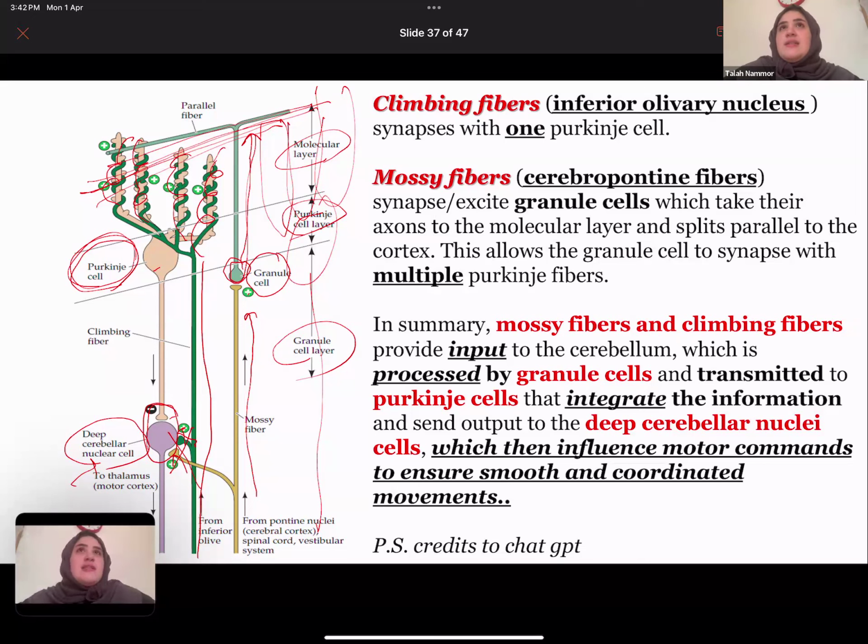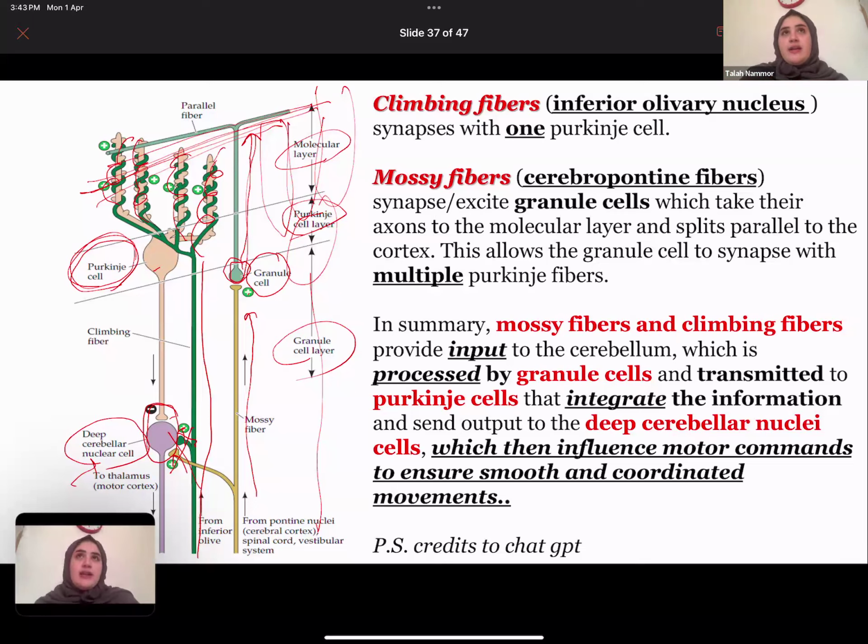If you think of it, guys, since the mossy fiber sends a lot of information because it's from all over the body, it makes sense that it forms parallel fibers and synapses with more than one Purkinje cell. We need the huge input. The climbing fiber is only from one thing, the inferior olivary nuclei, so we really don't care. So moving on.